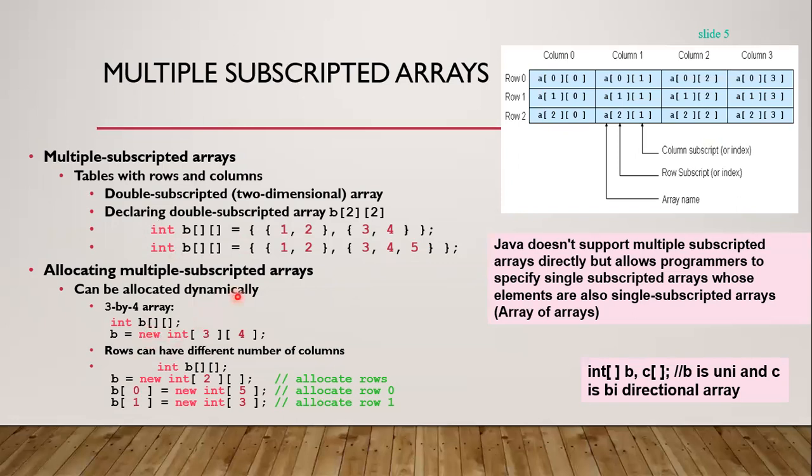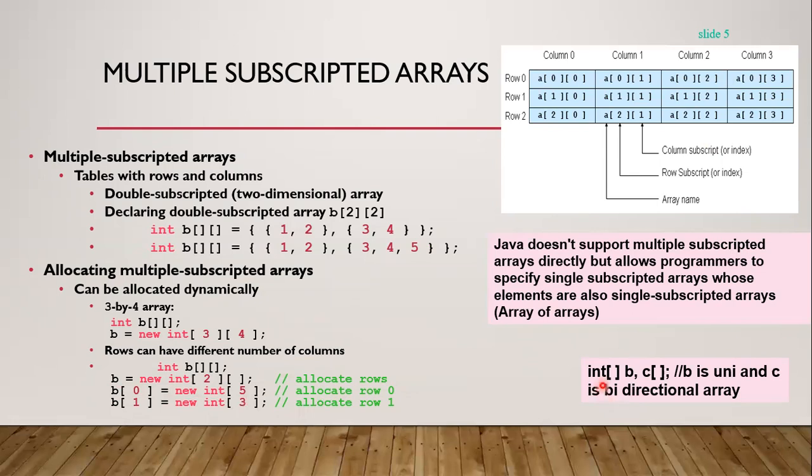What is the meaning of dynamically? Dynamically means when this statement runs, then the actual allocation happens. When the new statement runs at runtime, then the new allocation happens. Okay. Rows can have different numbers of columns. We have talked about this, that direct multiple subscripted arrays are not possible. So this is what it means: we create an array where we say B is equal to new int 2. So this allocates rows. B0 is going to have 5 cells and B1 is going to have 3 cells.